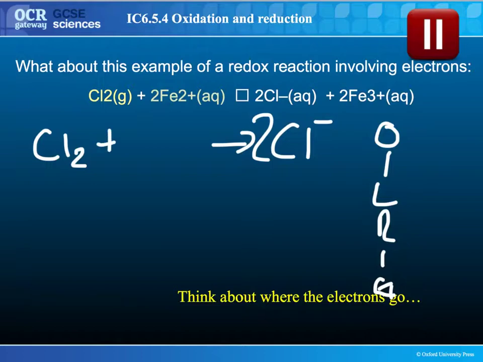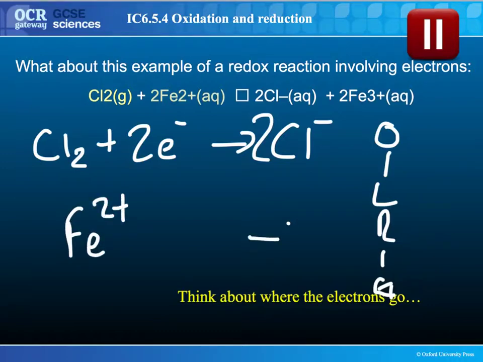Because there are two chloride ions involved, each with a -1 charge, we're talking about the gain of 2e-. Therefore, the chlorine in this situation is being reduced to chloride ions. The ion Fe2+ is becoming more positive, Fe3+. Therefore, it must be losing electrons.